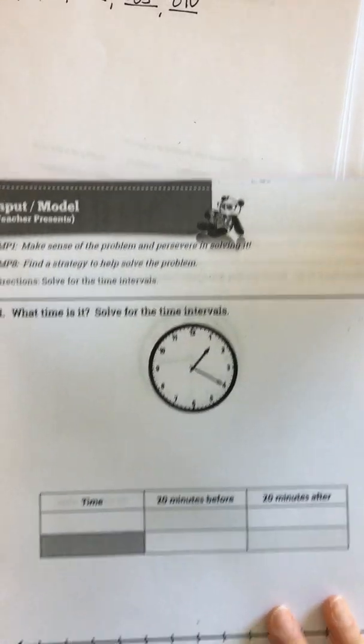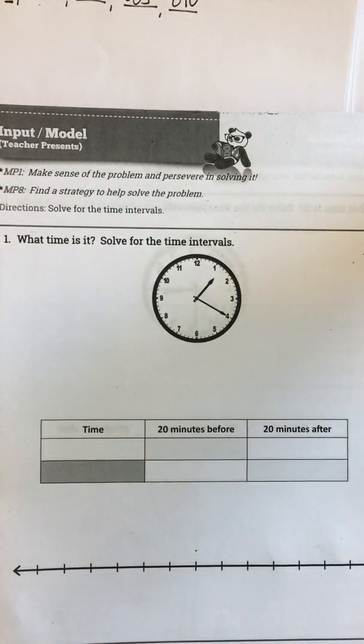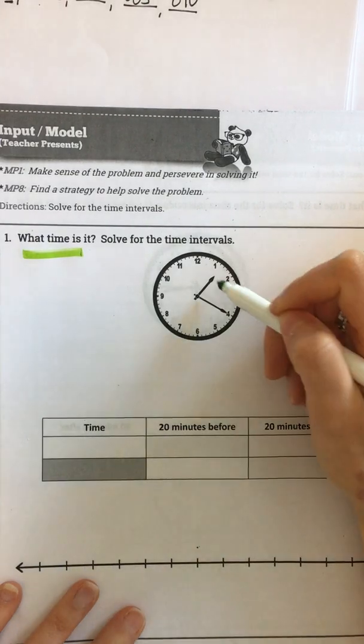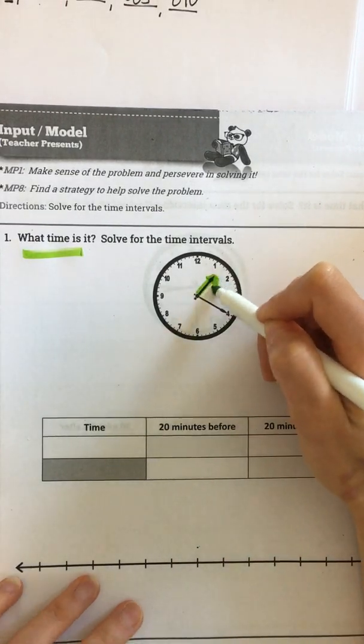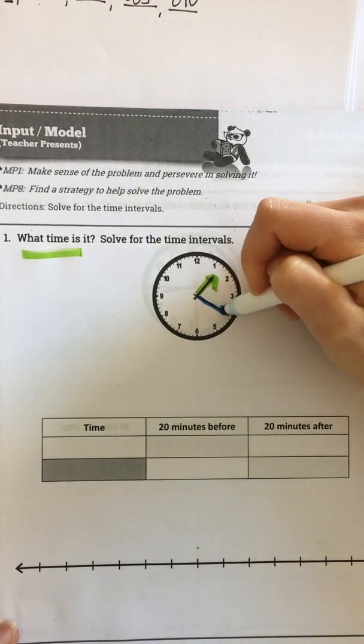So input, it is my turn. So what time is it? Solve for the time intervals. So first thing, we need to figure out what time it is. Okay, so here's my hour hand, which I've been doing in green. Here's my minute hand, which I've been doing in blue.